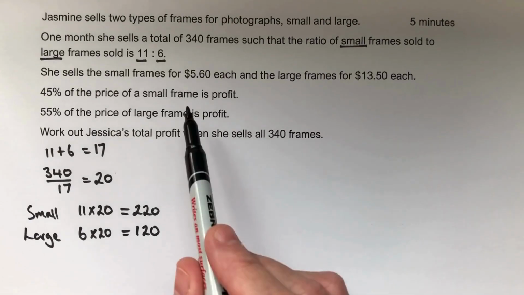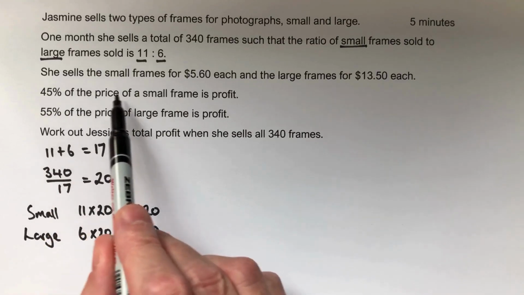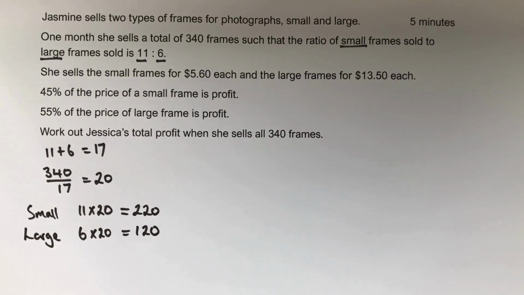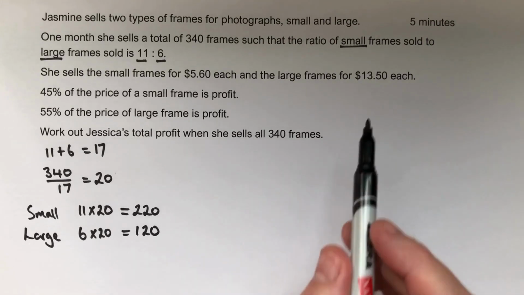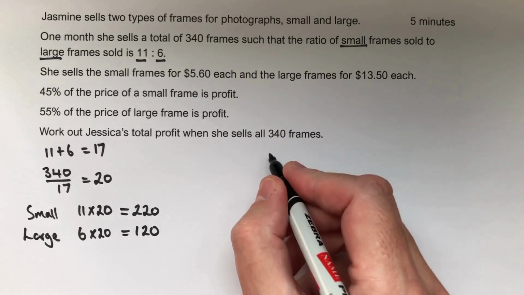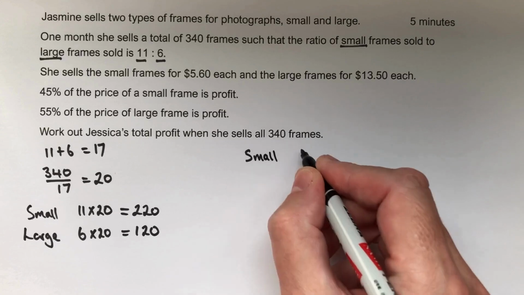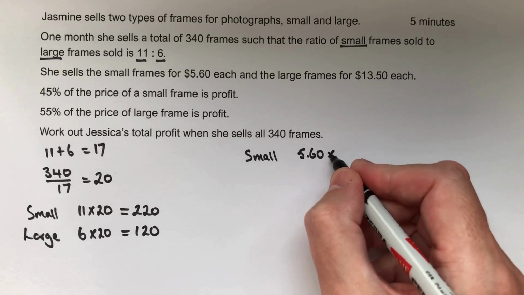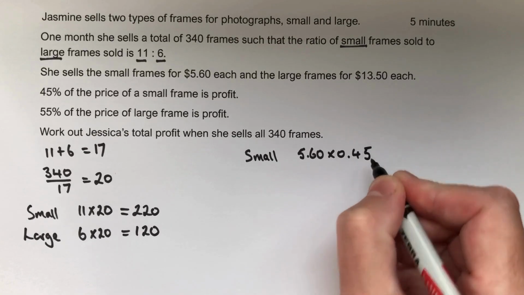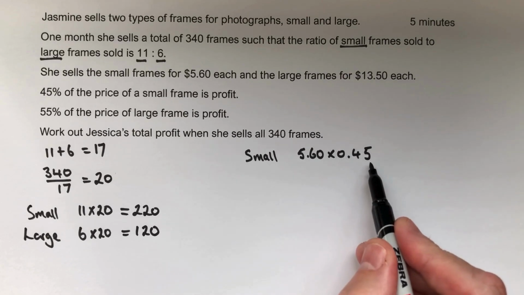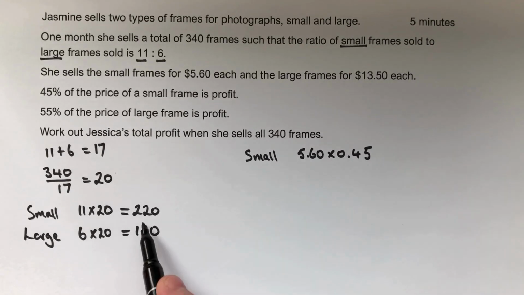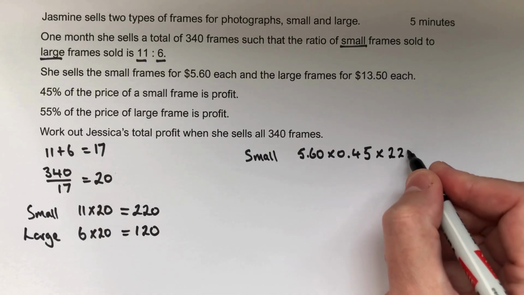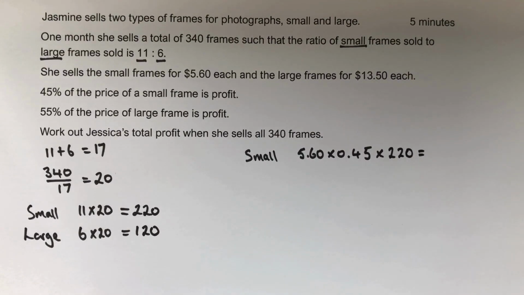Now to find the total profit. Each small frame is such that 45% of the price is profit. So she sold 220 small frames. Small frames sold for $5.60 each. So let's work on the small frames first. $5.60 is the selling price. 45% of that is profit, so we'll multiply by 0.45. This is the profit on the sale of 1 small frame. She sold 220, so we'll multiply that by 220 to get the total profit of all of the small frames.